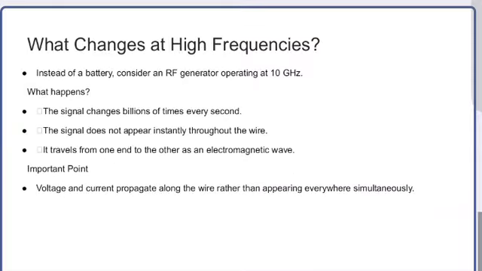Now what happens at higher frequency? Let us assume that I connect a 10 gigahertz RF generator to an antenna via a wire. The signal is going to change billions of times every fraction of a second, so the signal does not appear at the same time throughout the wire.